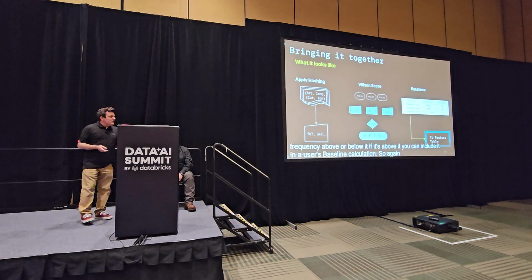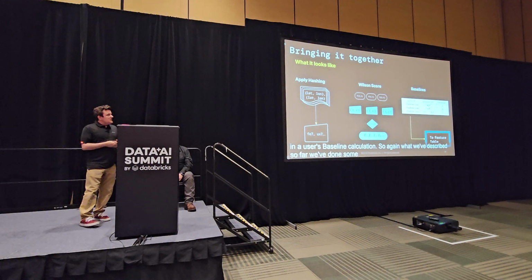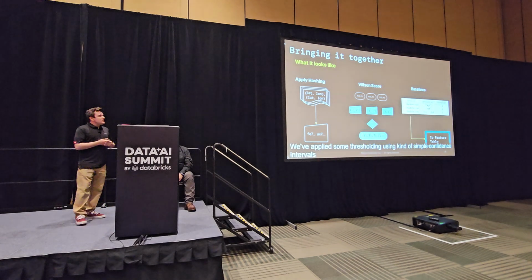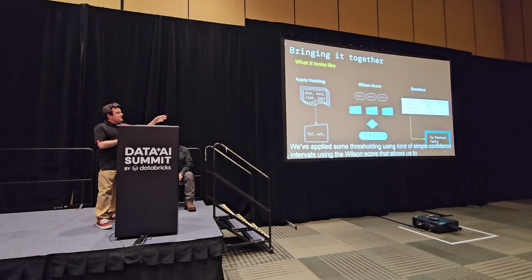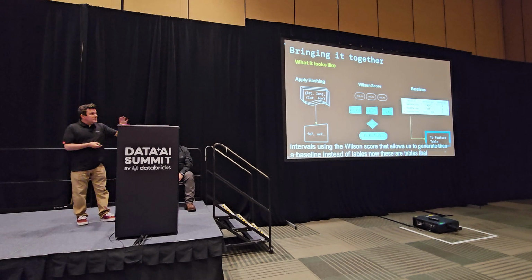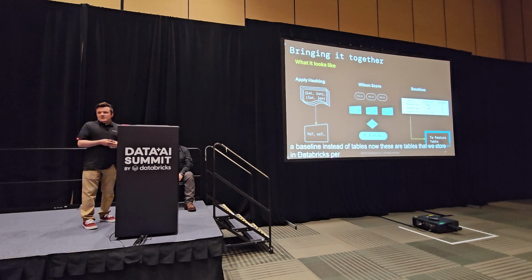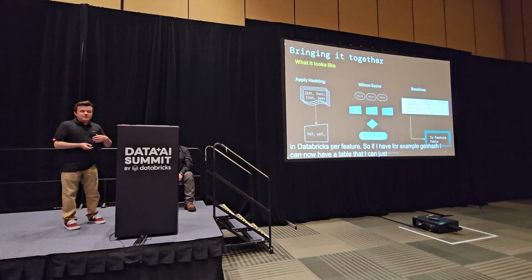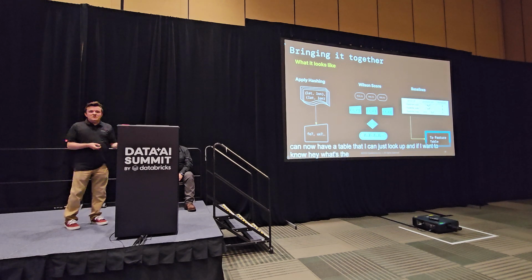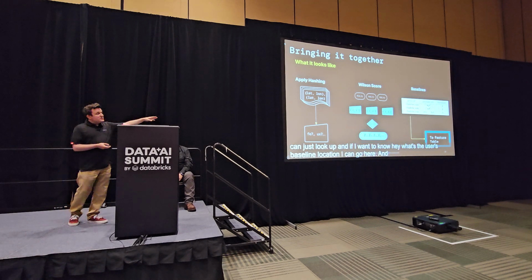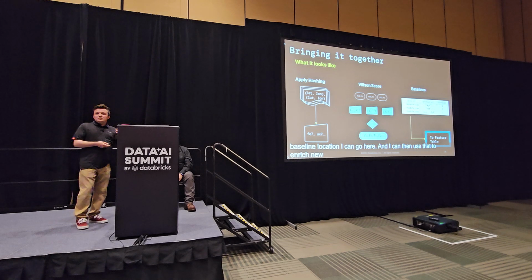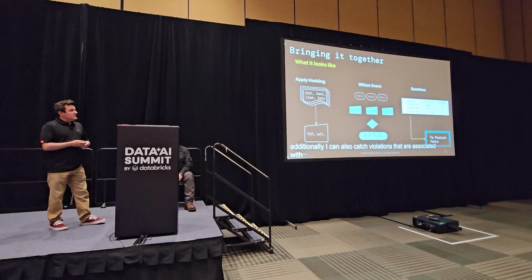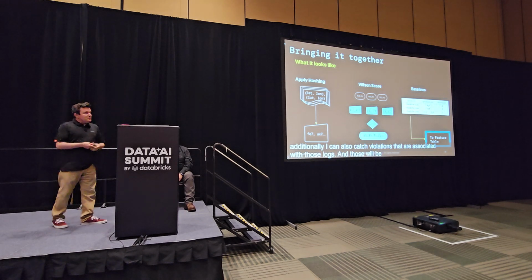So again, what we've described so far, we've done some encoding. We've applied some threshold using kind of simple confidence intervals, using the Wilson score. That allows us to generate then a baseline set of tables. Now these are tables that we store in Databricks per feature. So if I have, for example, geohash, I can now have a table that I can just look up, and if I want to know, hey, what's a user's baseline location, I can go here. And I can then use that to enrich new logs coming in, right? And additionally, I can also catch violations that are associated with those logs. And those will be fed into the feature table.